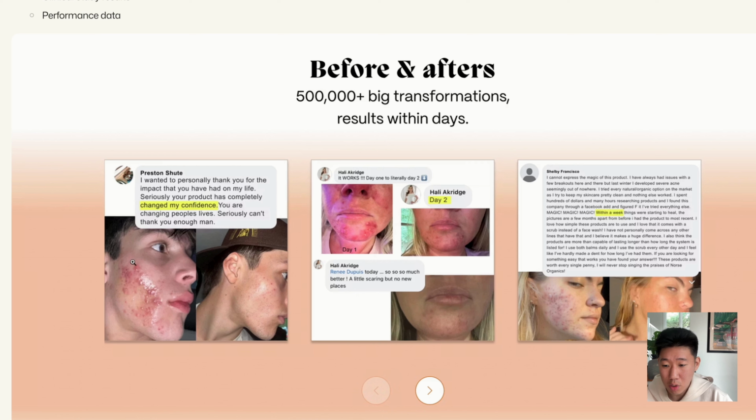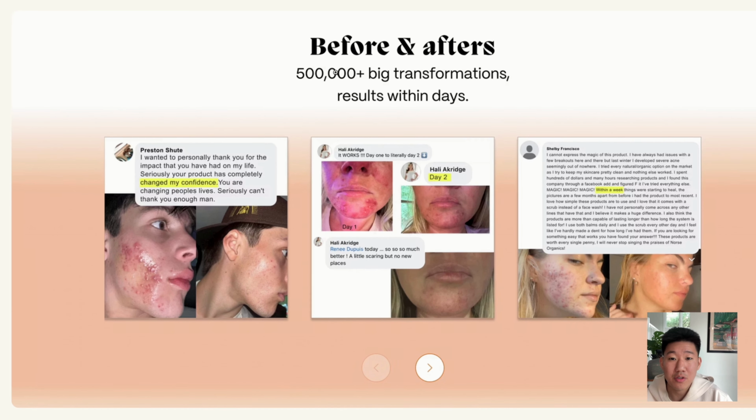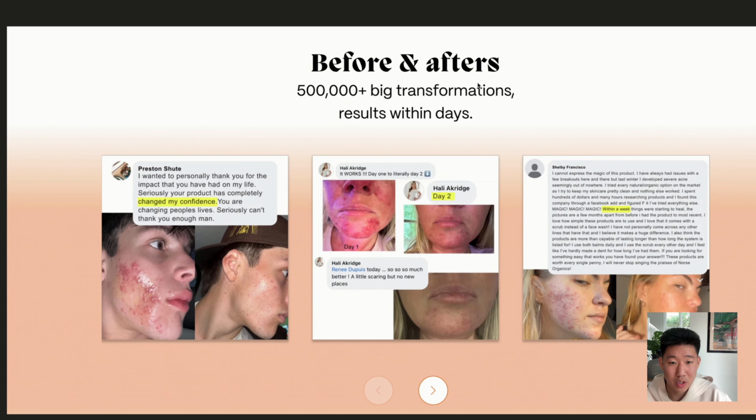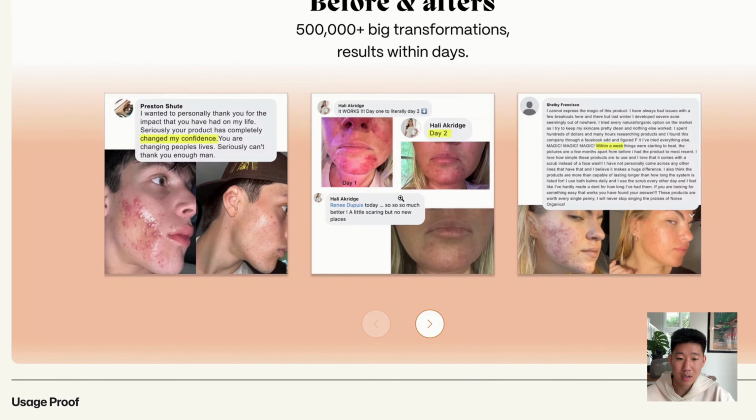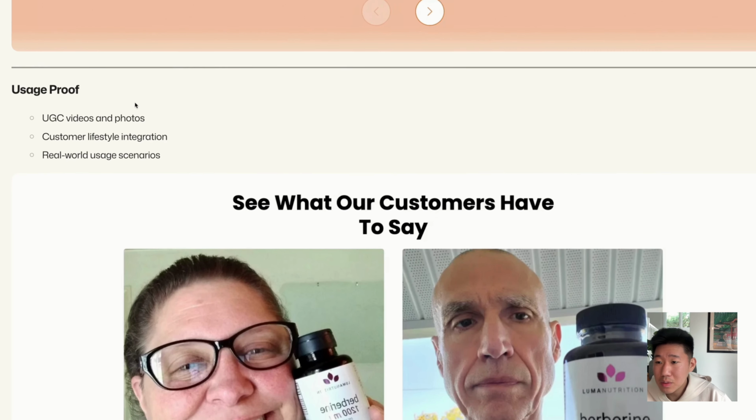because your prospective shoppers are going to resonate with all the before. They want the after, and that's what you're showcasing, is that you too can get the after transformation that all of these customers have had. And also 500,000 big transformations. So it's again leveraging that idea of the peer proof right here. The last one is just usage.